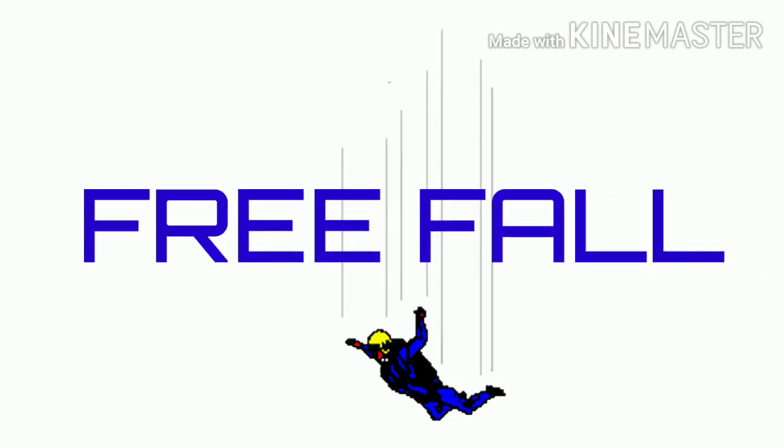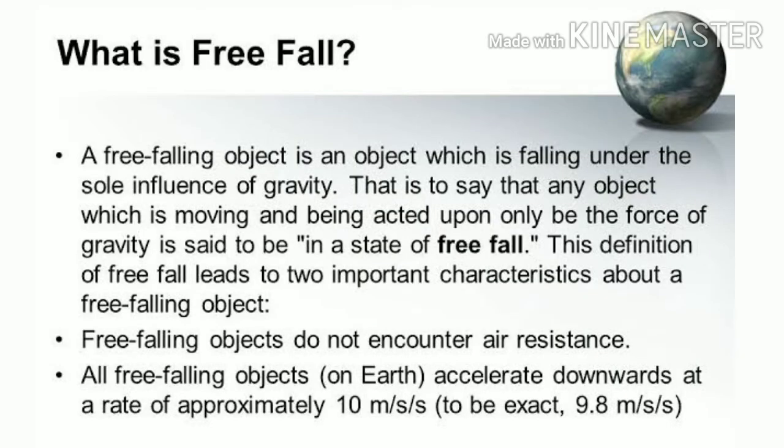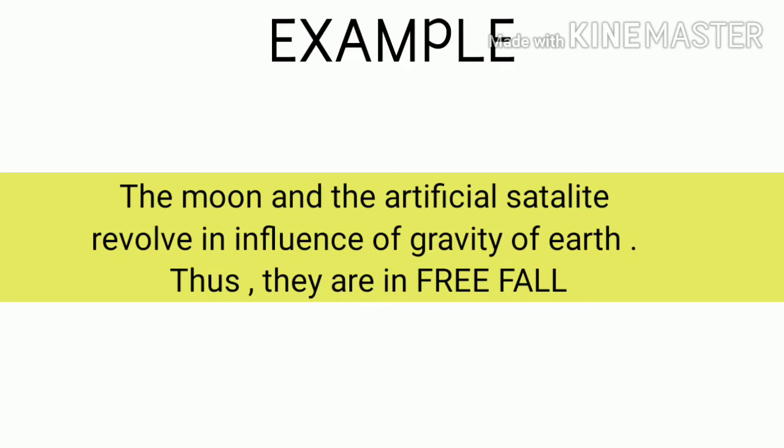Now coming towards the first point, free fall. Whenever an object moves under the influence of the force of gravity alone, it is said to be falling freely. For example, the moon and the artificial satellites are moving only under the influence of the gravitational field of the earth. Thus, they are in free fall.